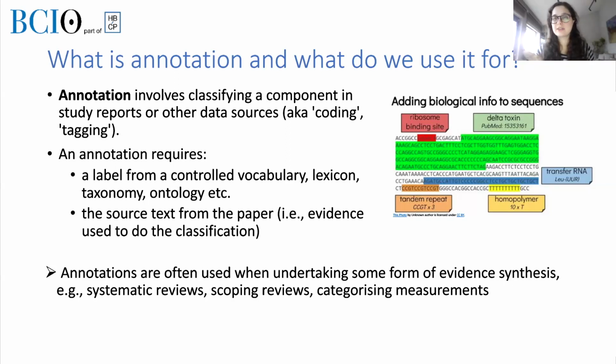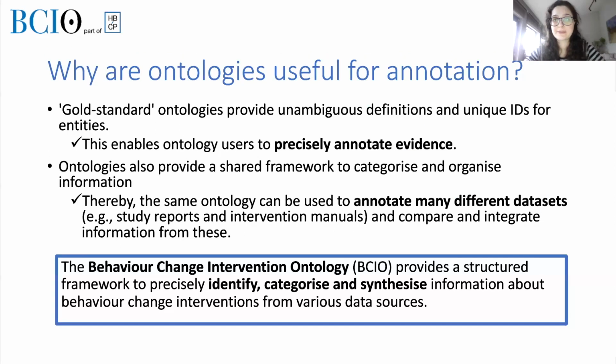On the side, you can see an example of a genome sequence being annotated. So for instance, in the red, you can see that a part of the sequence has been annotated as a ribosome binding site. So we use annotations often when undertaking some kind of evidence synthesis. So this could include systematic reviews, scoping reviews, or categorizing measurements, for instance.